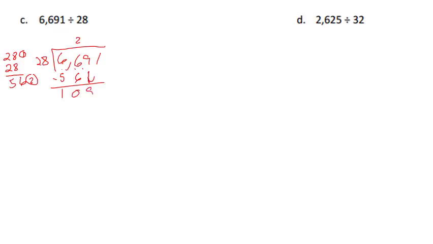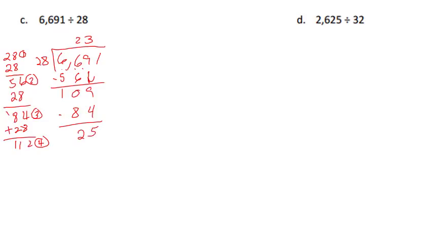Bring down our 9. And we can put in another 28, which would be 84, which is our third multiple. If we try another 28, that's 112, so this fourth multiple will be too much. So it's going to be the third multiple, and we can see the third multiple was 84, and that's going to leave us with 25.